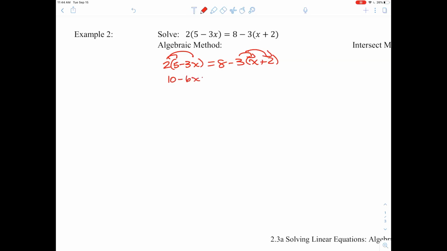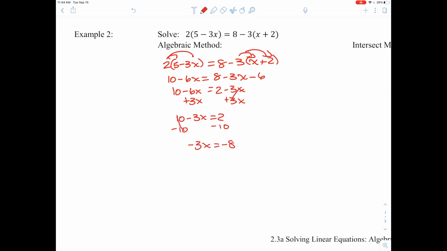So 10 minus 6x equals 8 minus 3x minus 6. Okay, combining like terms, 2 minus 3x equals 10 minus 6x. You guys know how to solve that. I'm going to stop talking you through it and just solve it. Okay, so I got x equals 8/3.